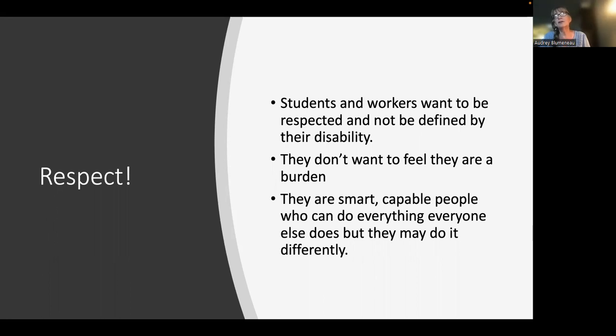And they don't want to feel like it's a burden. Like, do I have to ask for this accommodation? Could you please do this for me so that I can learn this material? It's just very humiliating when somebody has to request something that really shouldn't be requested. They want to be treated as smart, capable people who can do everything everyone else can do. They just may do it differently.